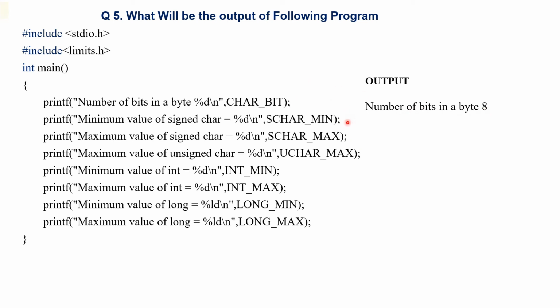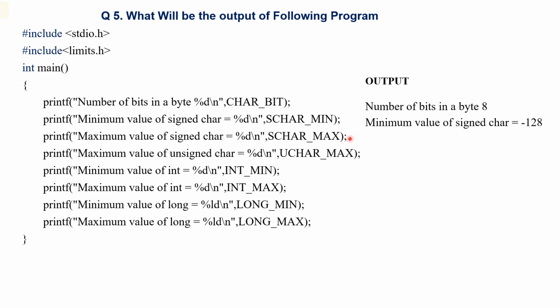Consider the next statement, where the macro CHAR_MIN is used, which will return the minimum value of signed char. So the output for this printf function will be like this: minimum value of signed char equals -128. But the output of this complete program actually depends on the compiler. The output I am giving here is the output in 16-bit compilers, but if you are using 32-bit or 64-bit compilers, then the output will be different.